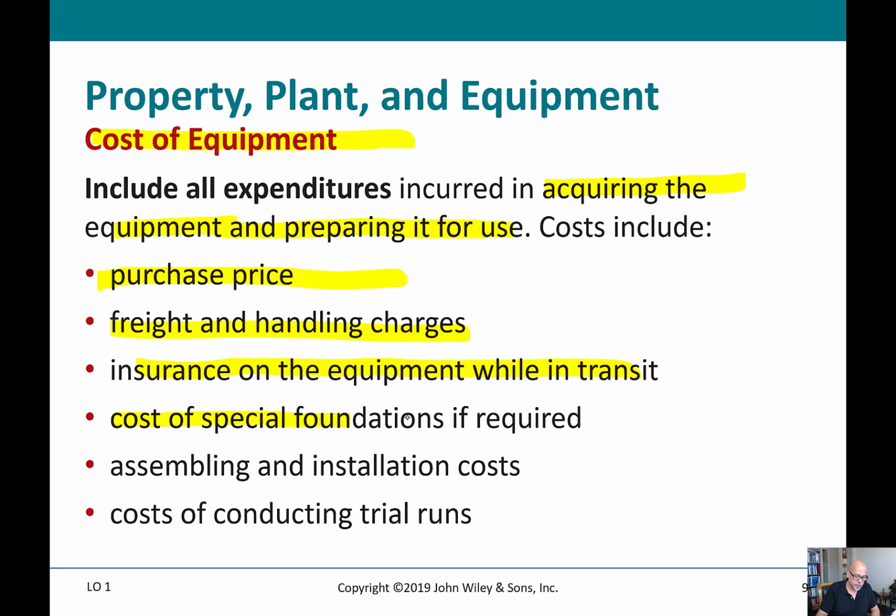If you have to put in a foundation in order to bring that equipment, maybe it's particularly heavy equipment that needs some bolstering, you just can't put it on the floor of the factory building or it's going to break through. You have to build a foundation for that, part of the cost of the equipment. Installing it so you can affix it to the rest of your equipment, okay? Cost of trial runs. All of these things, getting the equipment ready for use in your business, are part of the cost of the equipment, okay?